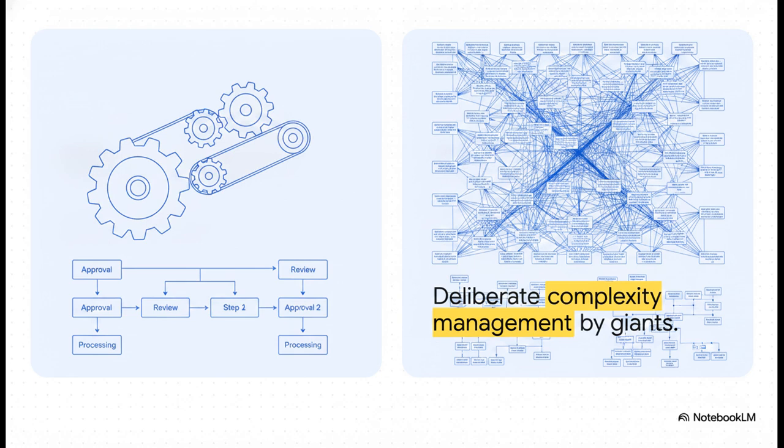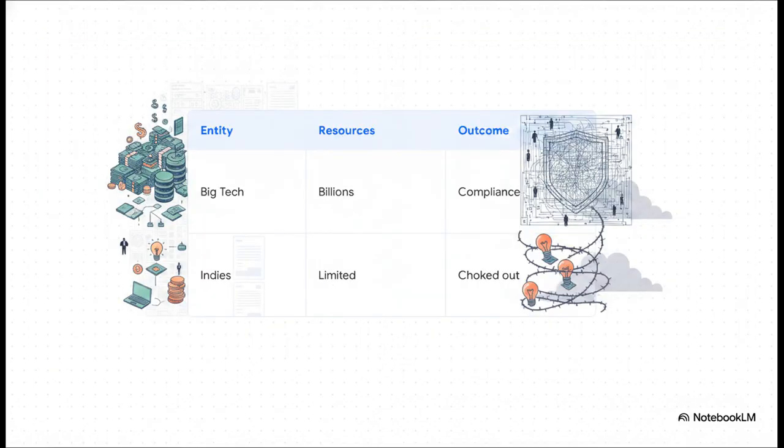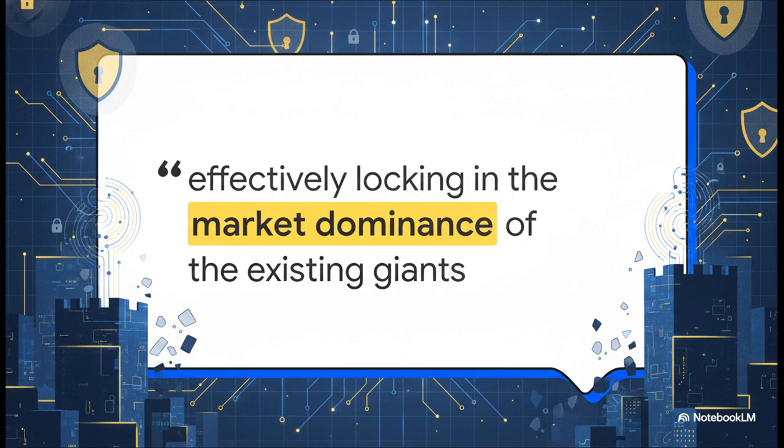It's deliberate complexity management. Giant tech monopolies actively encourage massive, multi-thousand-page regulatory frameworks. Think of it like a giant moat. Big tech monopolies have billions of dollars, so they can easily afford to hire massive compliance teams to navigate endless red tape. But independent developers, small startups, open source creators, they have limited capital. They literally get choked out by these impossible barriers to entry. And that's exactly the point.